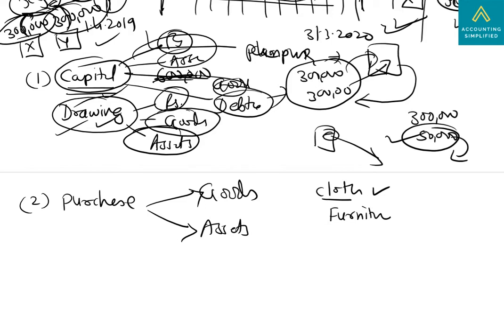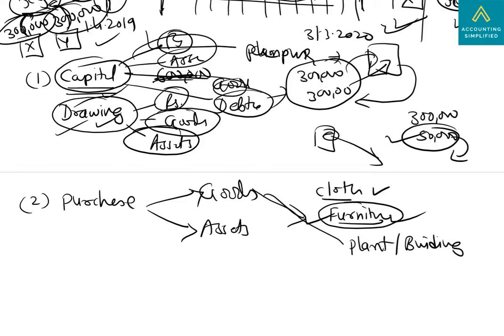But let the tables turn. Suppose a furniture dealer is buying furniture from Godrej Furniture. So, furniture will become goods for the furniture dealer. Yes, sir. And suppose a furniture dealer buys a plant or maybe a building, right? Own building.